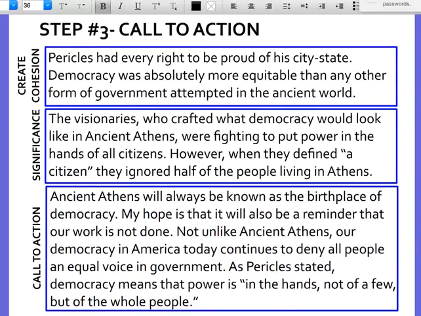My hope is that it will also be a reminder that our work is not done. So there's my call to action. I'm asking the reader to remember that Athenian democracy should be a reminder that our work is not done. Democracy currently is not yet fair or equitable. Not unlike ancient Athens, our democracy in America today continues to deny all people an equal voice in government. As Pericles stated, so I'm even coming back to Pericles in my final statement. As Pericles stated, democracy means that power is in the hands not of a few, but of the whole people.